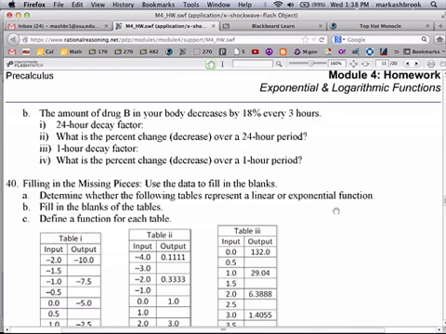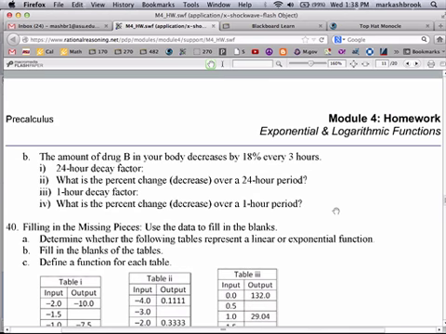So part B, similar type of situation. Decreases 18% every 3 hours. What's the first thing we want to do? Right away, we can determine which growth factor? The 3-hour decay factor, right? The 3-hour decay factor is 0.18. Is that right?